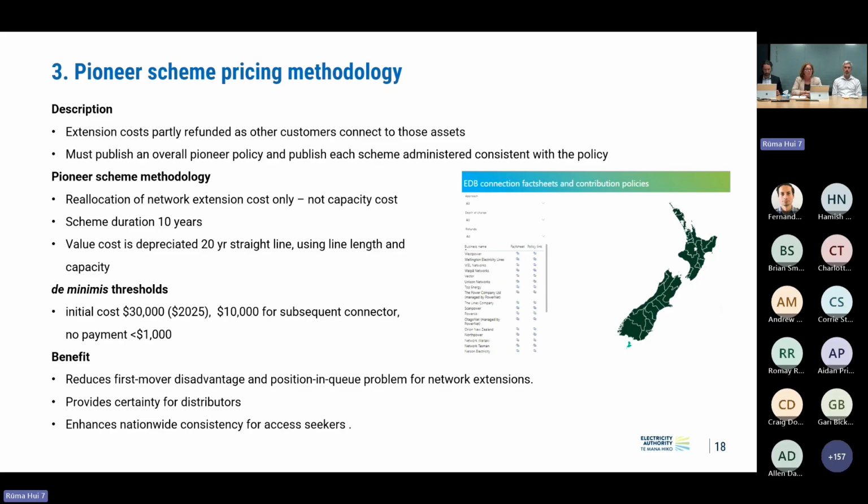We propose requiring all distributors to have a Pioneer scheme policy in place and published by 1 April 2026. The Pioneer scheme policy is a template that will be the basis for each Pioneer scheme on the network. Each eligible network extension will have its own scheme. We're proposing some parameters to ensure that there's a balance between the operating costs of administering this scheme and the benefits for access seekers, and these are outlined in the paper.